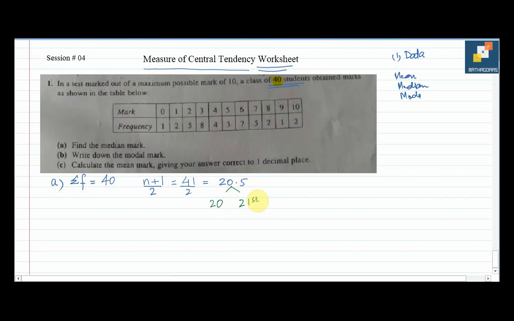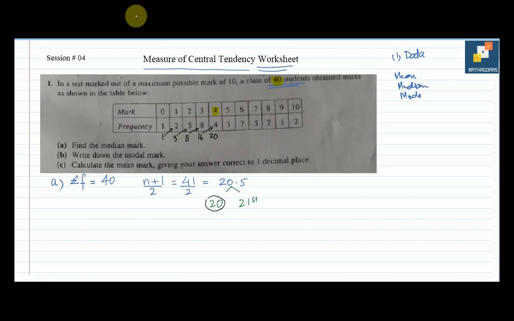Alright. After that, we need to add all those frequencies to find the 20th and 21st frequency from the table. So write down the first frequency as it is, and after that 1 plus 2 leads to 3, 3 plus 5 leads to 8, 8 plus 8 leads to 16, 16 plus 4 leads to 20. 20 is the first number that I am looking for. It means that partial of my median is 4. I have used the word partial. That means it is not the final answer, because the 21st term is still missing.